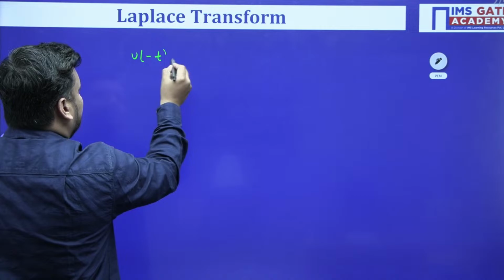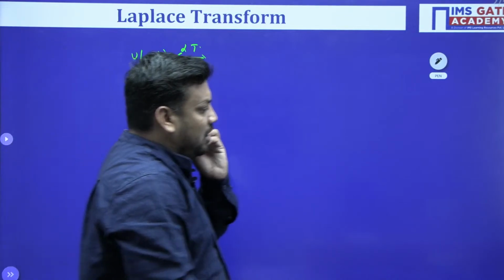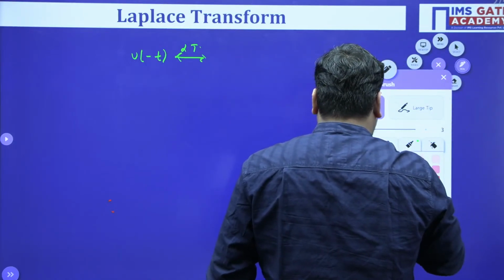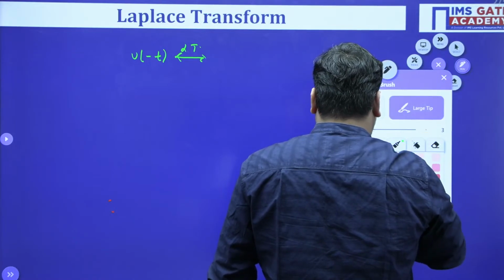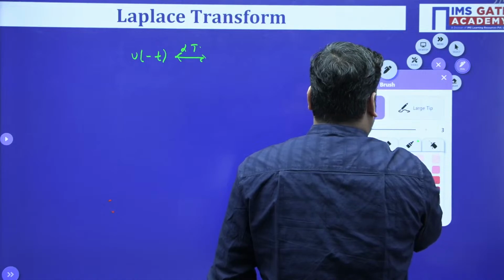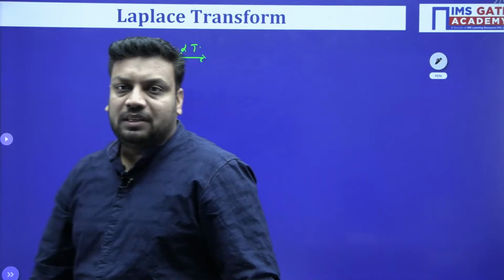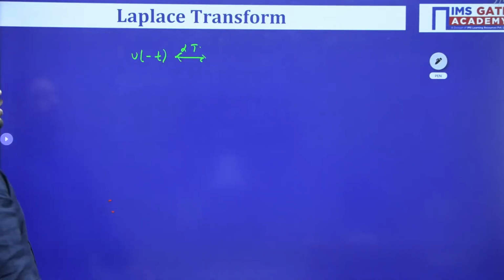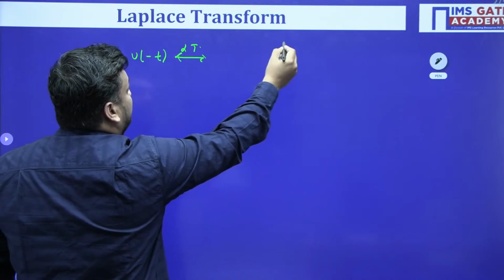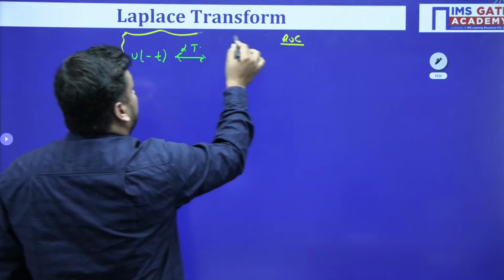Now guys, I am asking you this question. Tell me what is the Laplace transform of u of minus t and what is its ROC? Come on, all of you reply fast. What is its Laplace transform and what is its ROC? You should tell me.